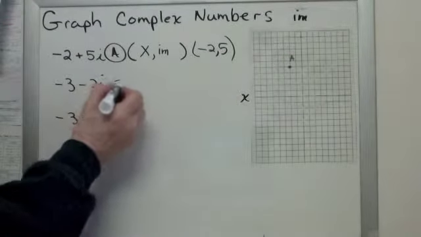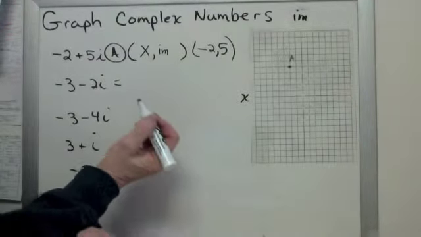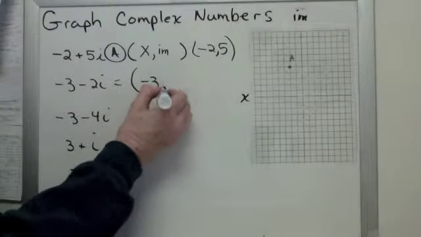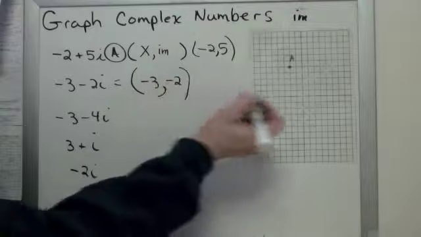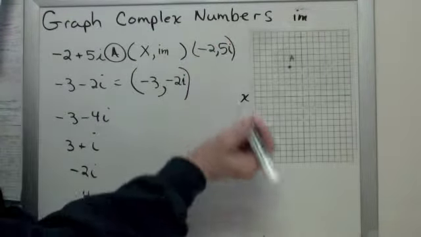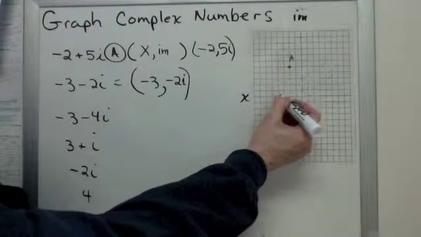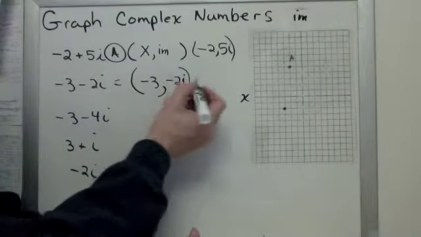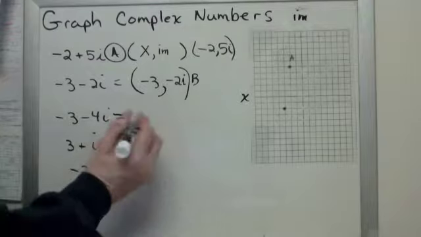All right, what about this next one? If you think you know how to do it, why don't you stop the video and try it first? All right, so the x number is -3 and the imaginary number is -2. So I guess maybe I'll put an i with that just to make it a little more clear. All right, so -3 and then this time down 2. And there's the point, we'll call that B. This is easy, huh? It's just like regular graphing.